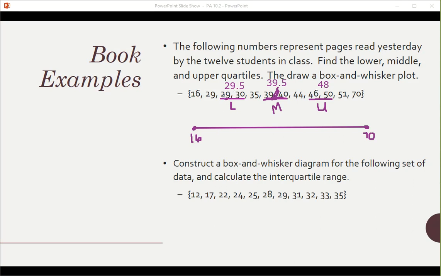Then I'm looking for my lower quartile, my middle quartile, and my upper quartile to graph those on my line here. So between 16 and 70, a little closer to 16 obviously is going to be my lower quartile. That would be 29.5. Then a little further down, I'm looking at 39.5. And a little further down from that, I'm looking at 48.